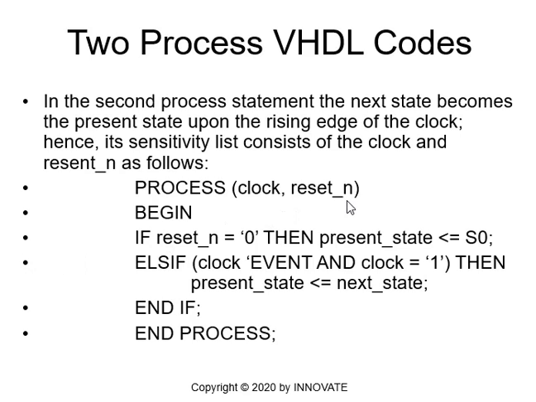Process clock, reset_n. Again, if reset_n is 0, then S0 will be assigned to the present state, so it means that the machine will reset to all zeros. Else, if clock event and the clock is 1, then the present state will be assigned with the next state, or the next state will be assigned to the present state. And end if in the process. Now clearly the reset_n is asynchronous because it will take place before the clock.